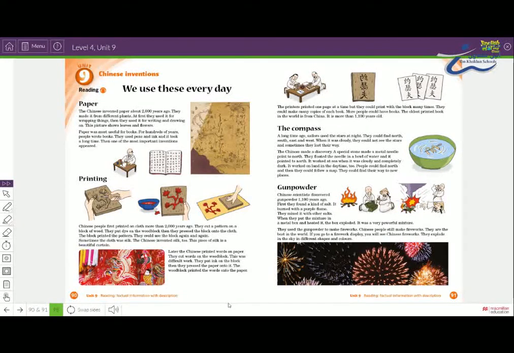Our lesson is divided into paragraphs. Yes. The first paragraph is about paper. The second paragraph is about printing. The third paragraph is about the compass. And the fourth paragraph is about gunpowder. You are going now to read and listen. Before reading and listening, I'm going to give you some questions on the first paragraph. Try to find the answer while reading and listening.